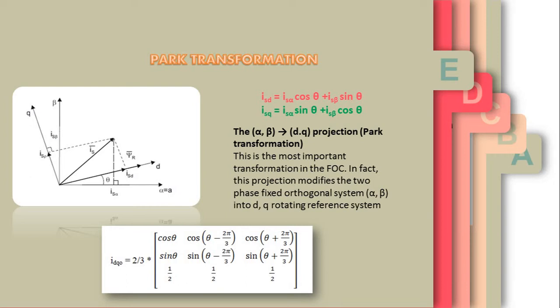ISD is equal to Is alpha times cos theta plus Is beta times sin theta. ISQ is minus Is alpha times sin theta plus Is beta times cos theta. These components depend on the current vector alpha and beta components and on the rotor flux position. If we know the accurate rotor flux position, then by these equations, the dq components can be calculated very easily.